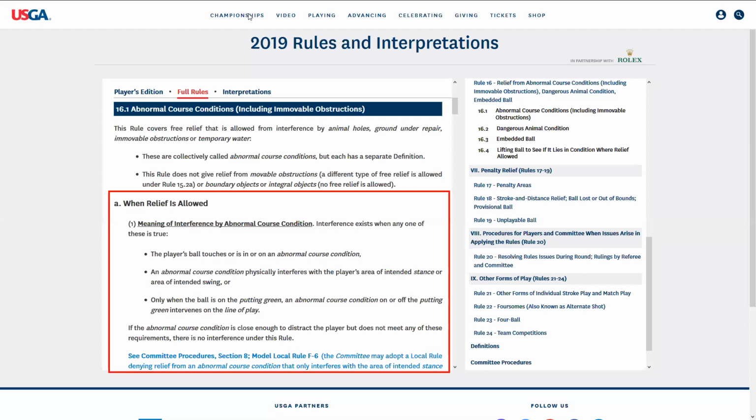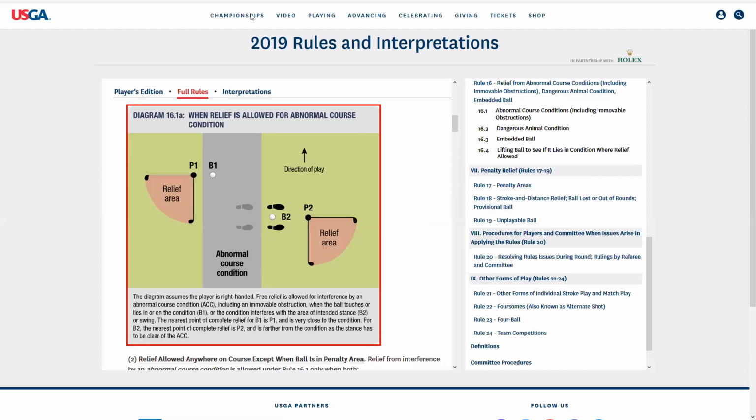So let's look at the diagram 16.1a. Player's ball is at B1. If the player is right-handed, which this diagram is showing, and they're going towards the top of the page, when they take relief, they're only going to move a short distance. Why? Because their feet are going to be off because they're a right-handed player, and so to get complete relief, you only need to move a couple of inches.